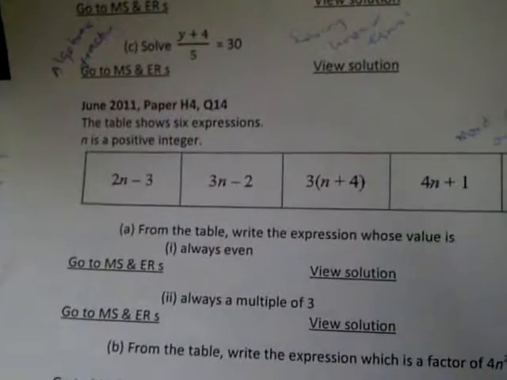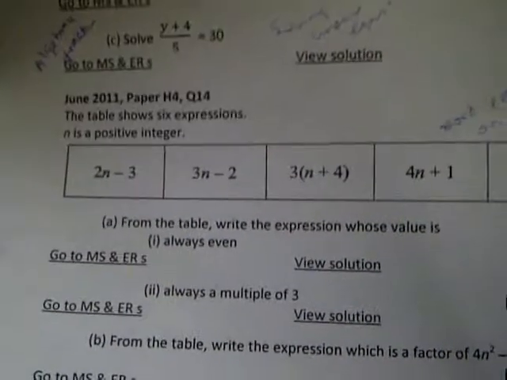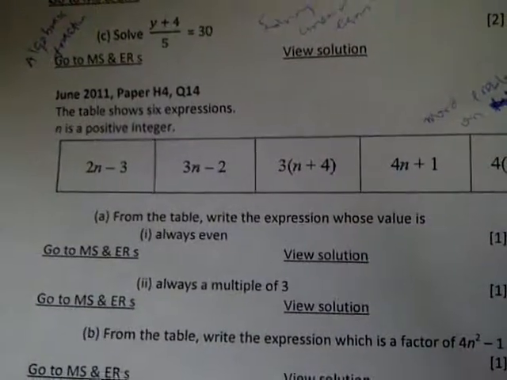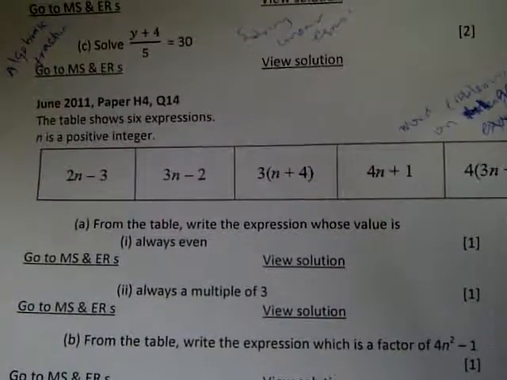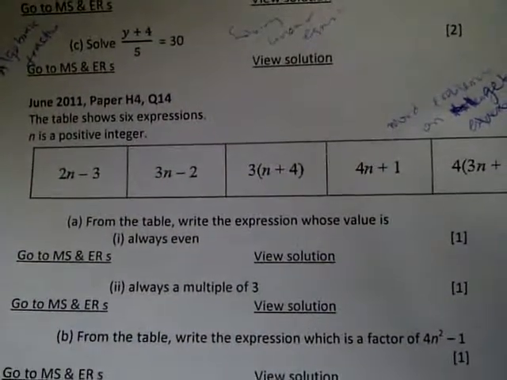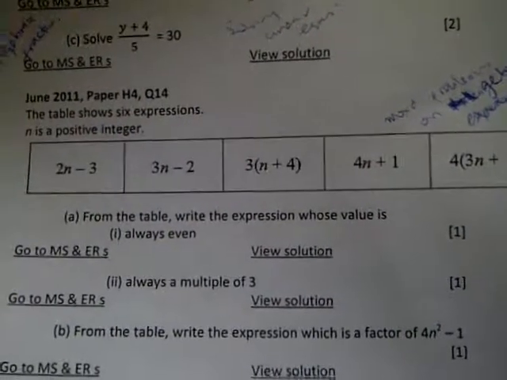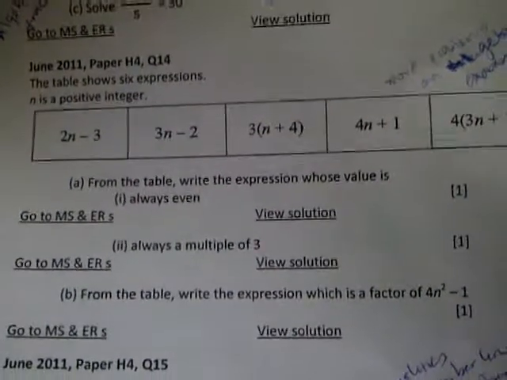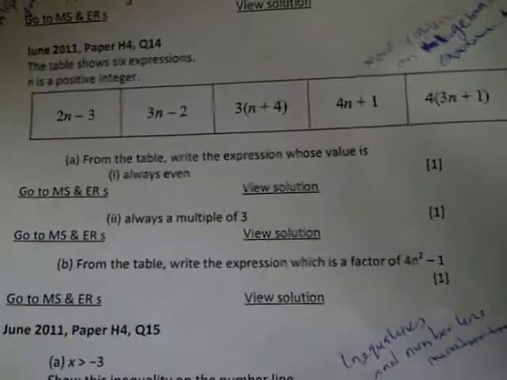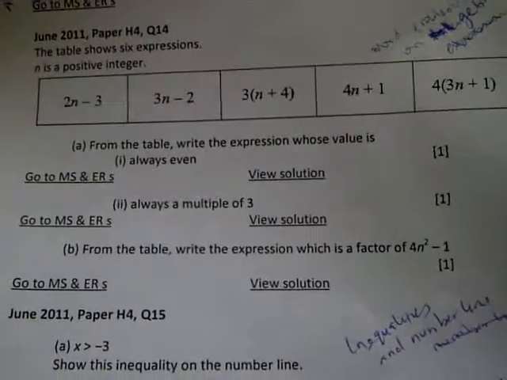And in this one we're told that the table shows 6 expressions. These are algebraic terms, algebraic expressions rather. Now n is a positive integer. Now from the table, write the expression whose value is always even, whose value is always a multiple of 3. And from the table, write the expression that is a factor of 4n squared minus 1.